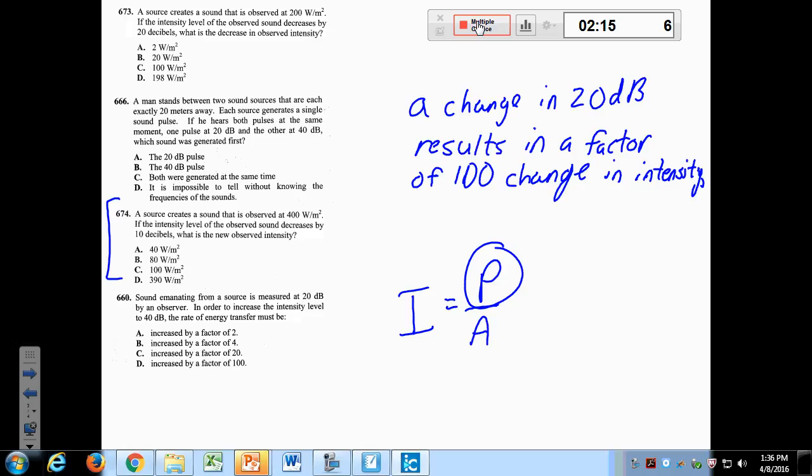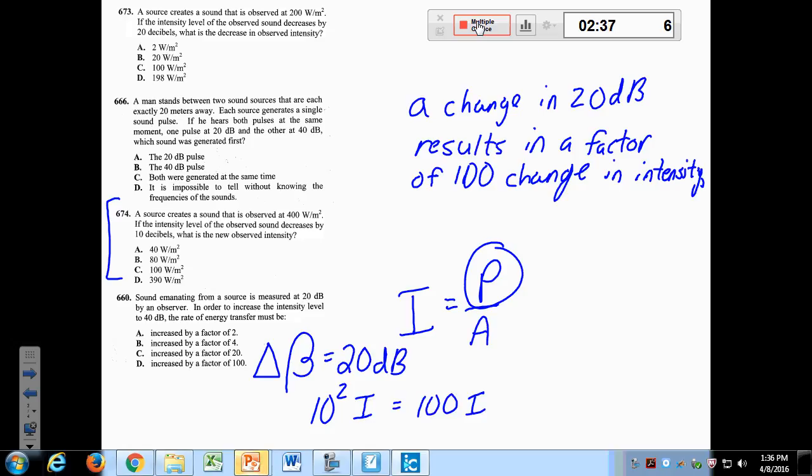Right here. Okay. The idea that you want to think about is what is my delta beta? That's my change in my sound intensity level. That's equal to 20 decibels. When I have a change of 20 decibels, that means I have a 10 to the squared change in intensity. So I have 100 times the intensity that I had before. And so the intensity is directly related to the rate of energy transfer.